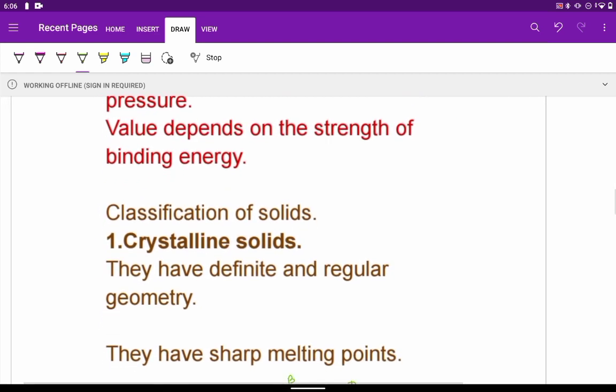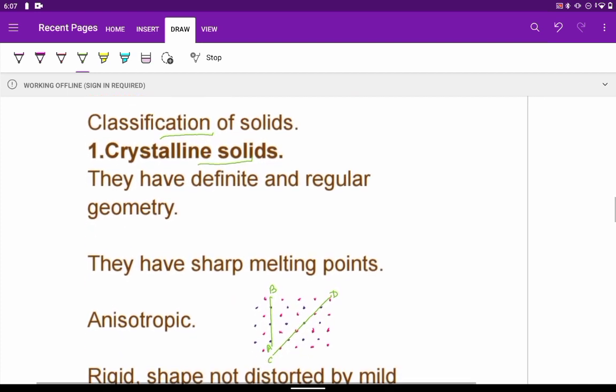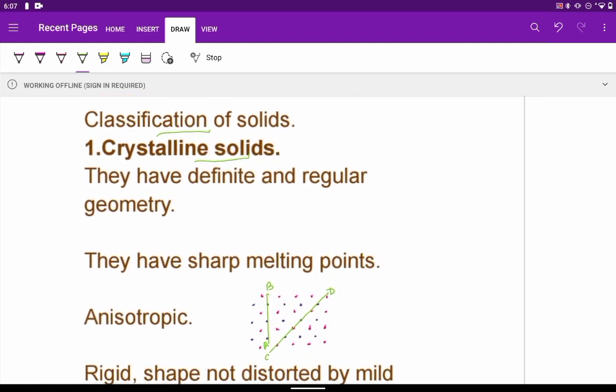Now we come to the classification of solids. First is crystalline solids. Crystalline solids are those in which the building constituents are arranged in a regular manner. There is a regular arrangement. The constituents arrange in a regular manner throughout the three-dimensional network.